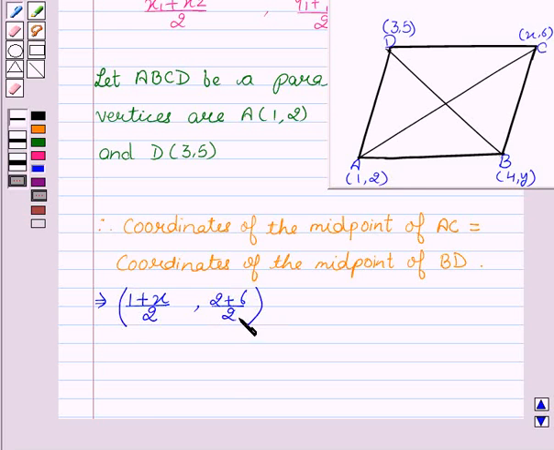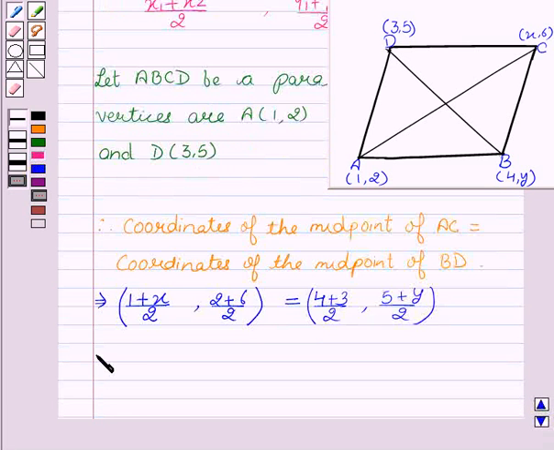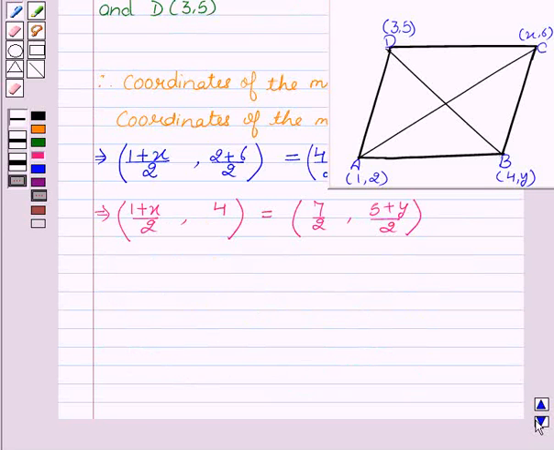These are the coordinates of the midpoint of AC, and similarly we will write the coordinates of the midpoint of BD, that is ((4 plus 3) upon 2, (5 plus y) upon 2). This implies ((1 plus x) upon 2, 8 upon 2 which is 4) equals (7 upon 2, (5 plus y) upon 2).